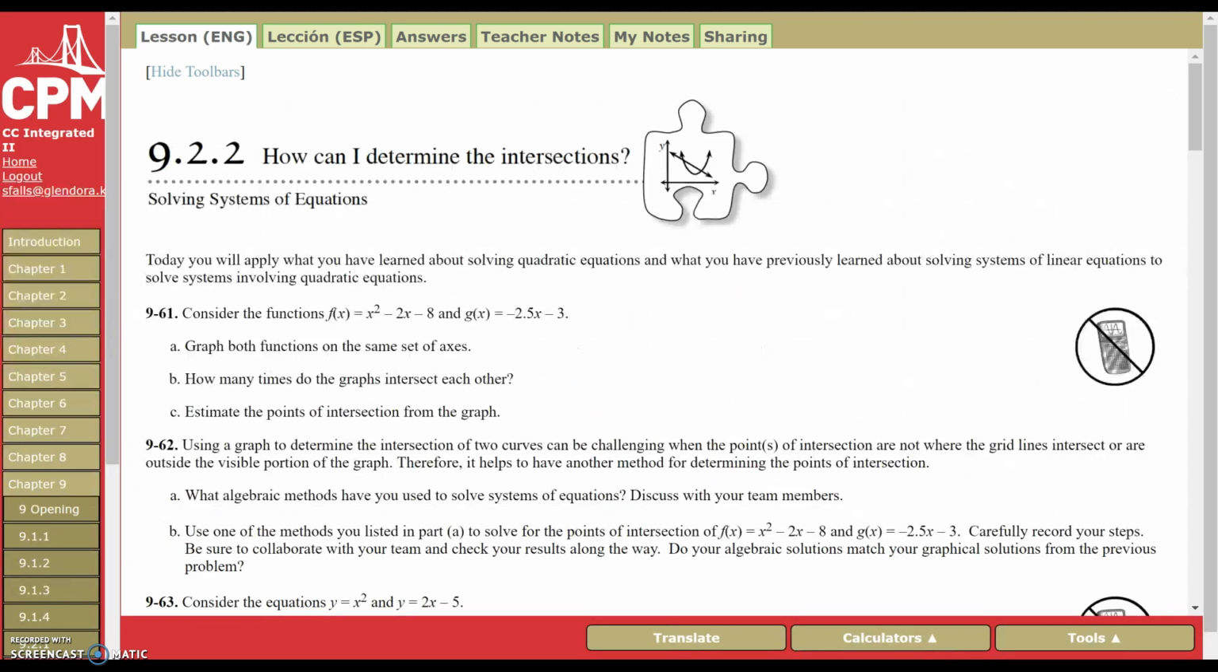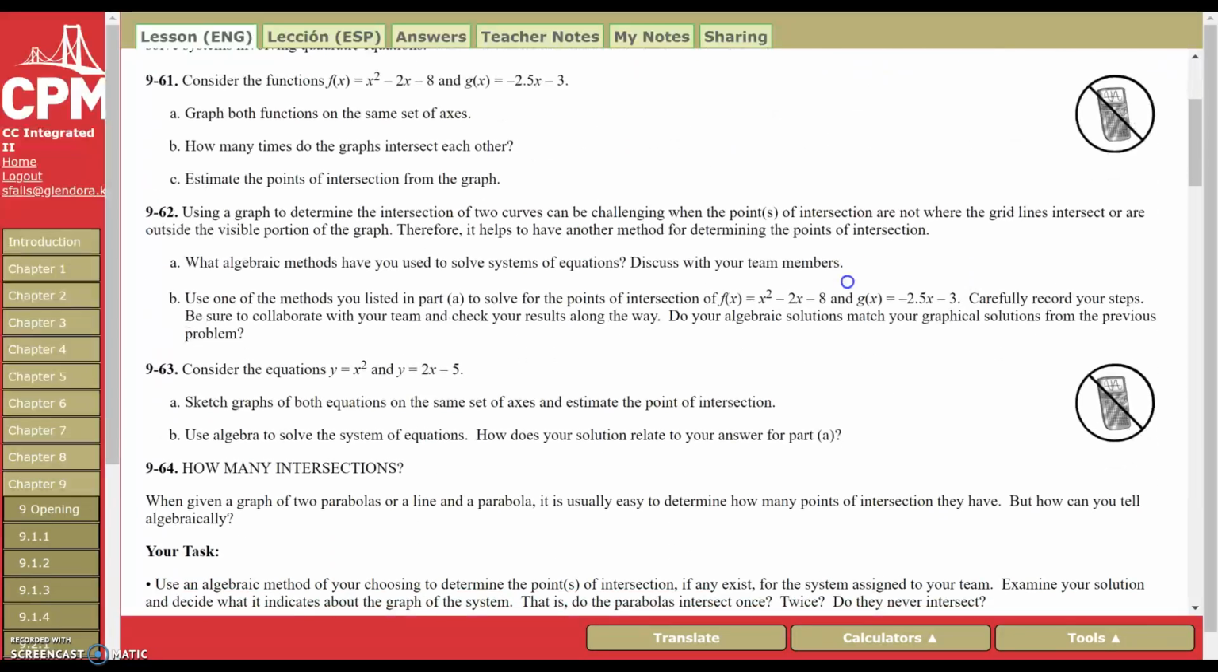Okay, so let's go back to what it says. It says how many times do the graphs intersect? So obviously you can see from our graph that they're going to intersect twice. C, estimate the points of intersection, and that's what we just talked about. Okay, let's go down to 62.